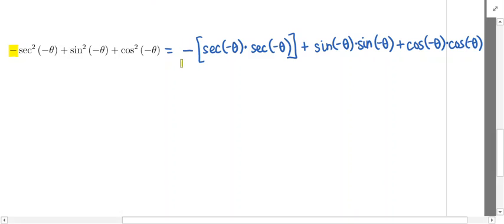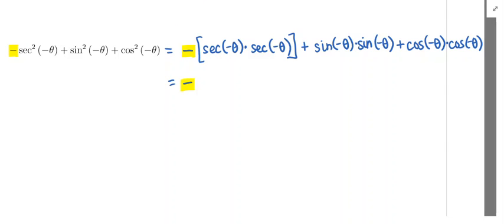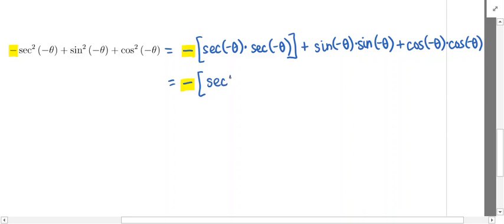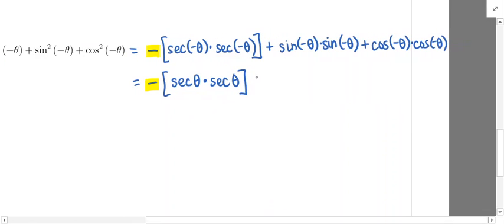Let's go back to the secant piece. This minus sign is just hanging out front. It's not going anywhere. We know that secant is an even function. So that means the negative sign gets absorbed. Inside the brackets, secant of negative theta is the same thing as secant of theta. So this first secant turns into secant of theta. The second one does as well. So it's going to be secant theta times secant theta. The negative argument is gone.